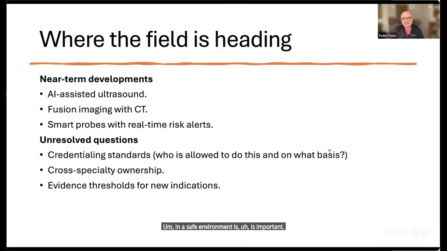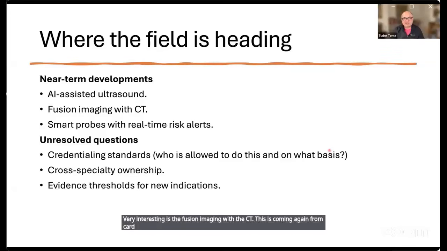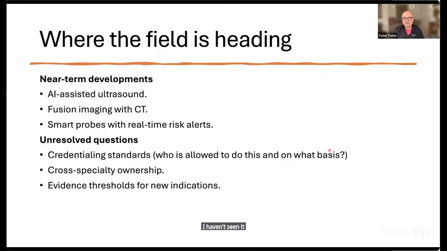Very interesting is the fusion imaging with the CT. This is coming again from cardiology. We are not using it yet. I haven't seen it used in respiratory, but maybe it's just my limitation.